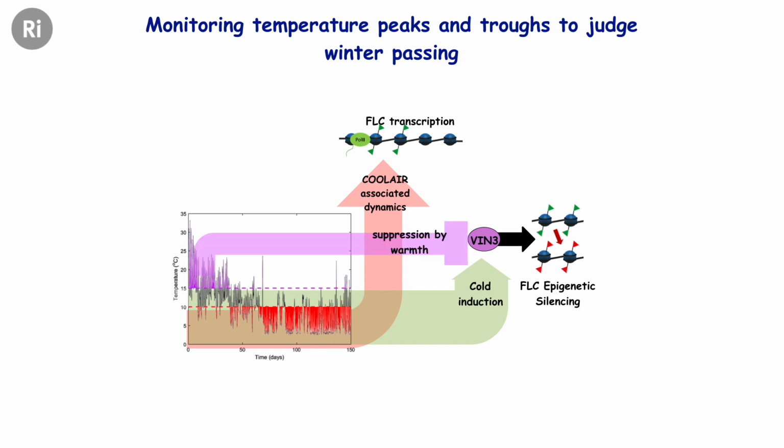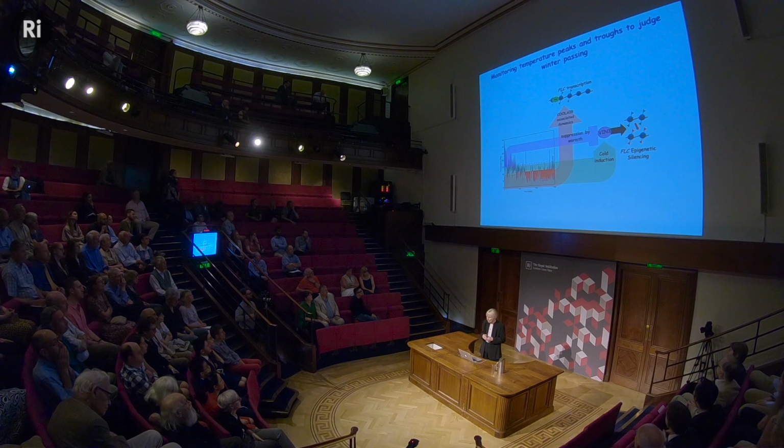But if the temperatures go above 15, then something kicks in to turn over all of that accumulated memory of cold, because it actually switches off VIN3. So the plant is monitoring afternoon temperature peaks and evening or night troughs to work out what's happening and is winter progressing. And this is really a very different idea.